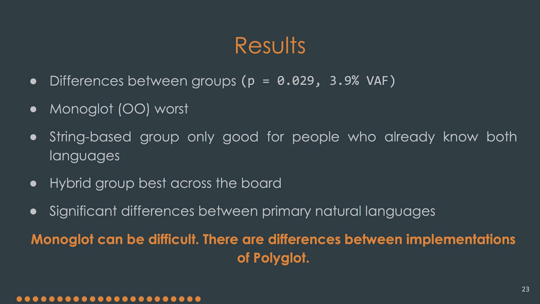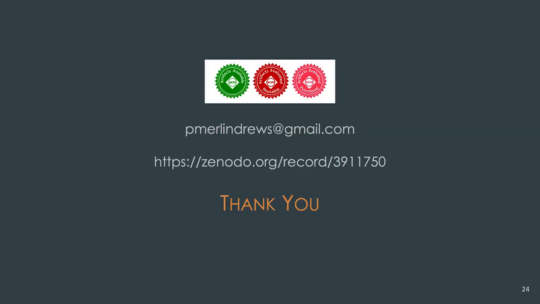I think it was because it was a very simple design compared to the other ones. And it seemed to be very easy for the beginners also to understand. We did find significant differences between primary and non-native English speakers, but we are not so sure that those results are actually generalizable. Also, we found that monoglot can be difficult, especially when it's hard to express certain ideas like these conditions in monoglot format. And there are clearly differences between different ways of doing programming language switching, polyglot. And with that, we come to the end.